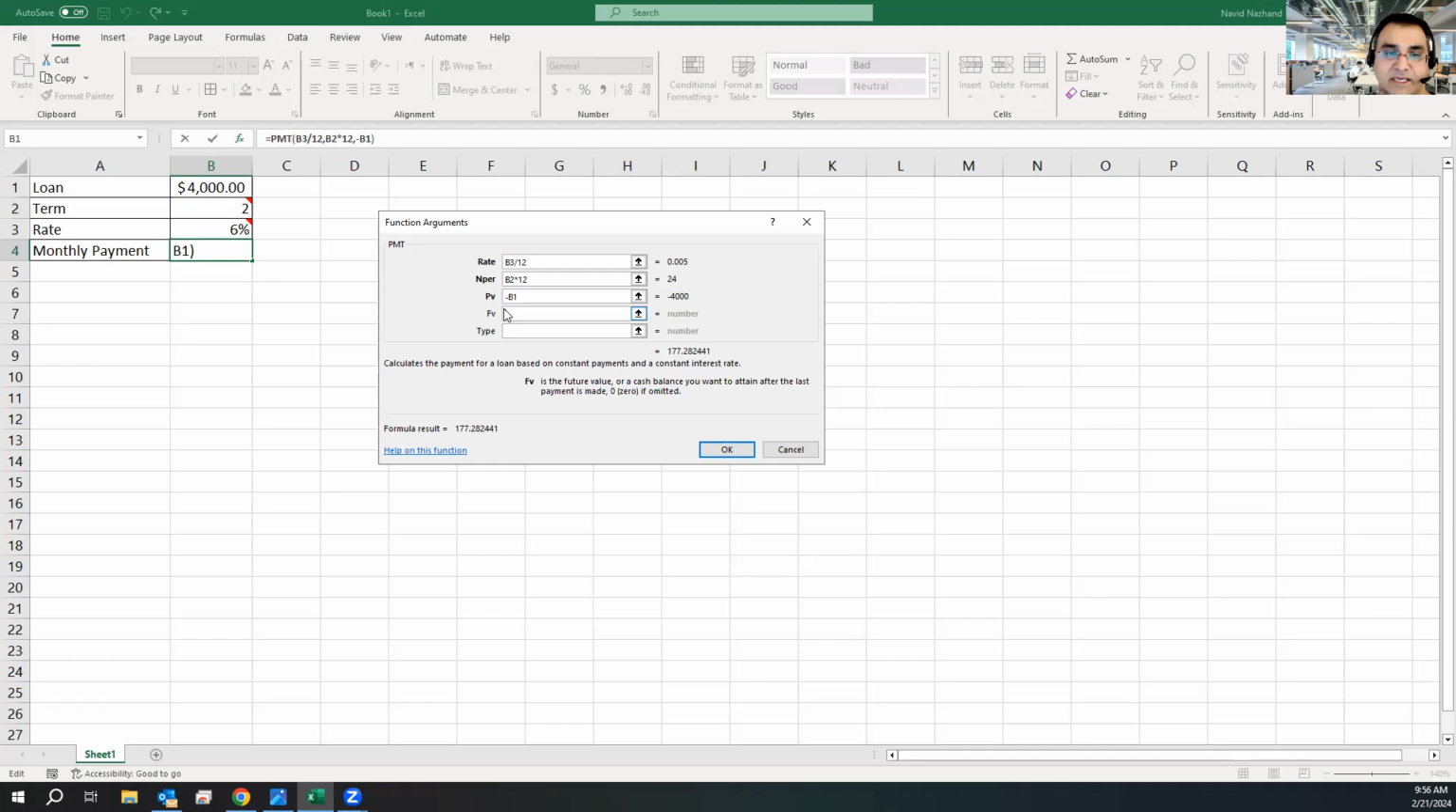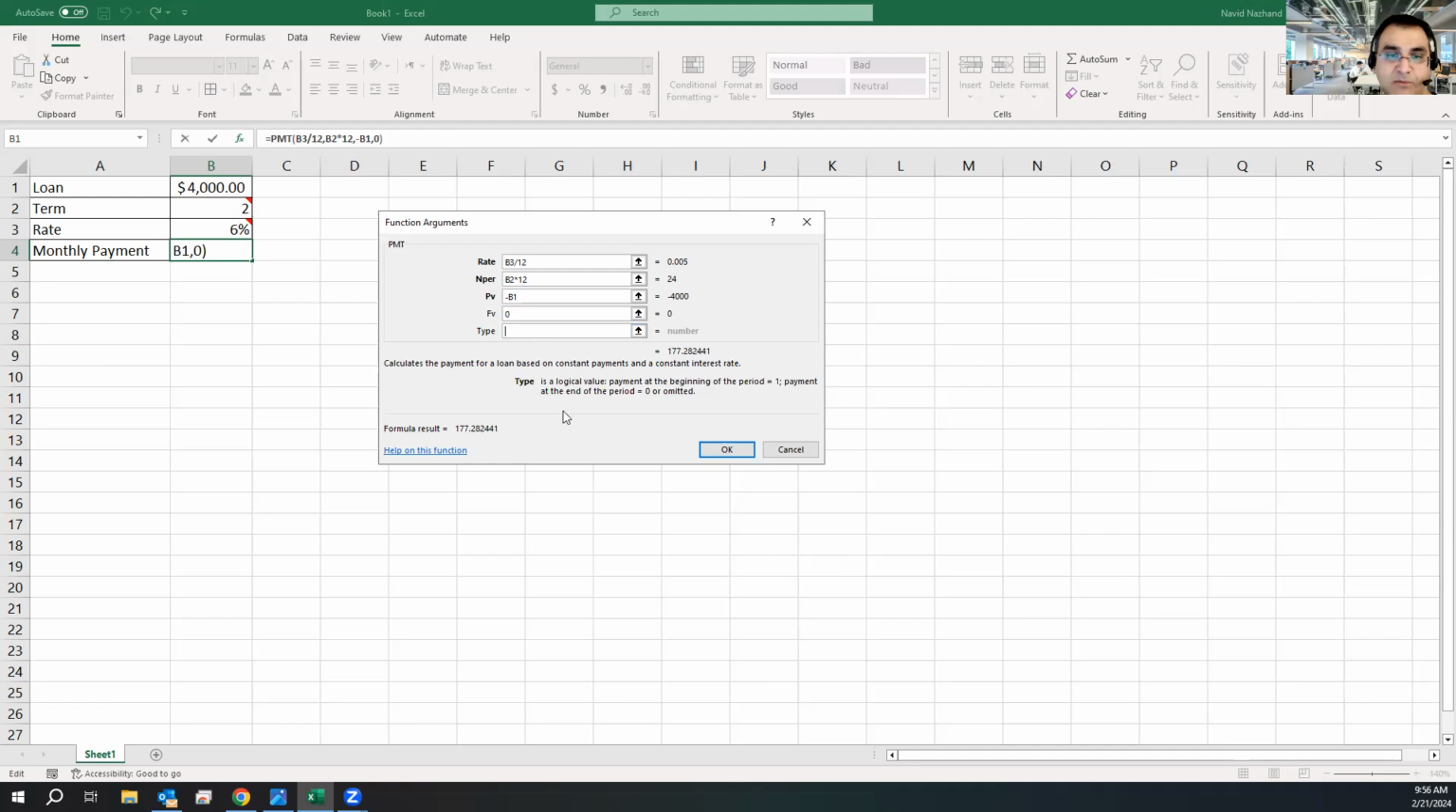Future value, you can see the definition says, is the future value or a cash balance you want to attain after the last payment is made. 0 if omitted. So what do we want to get to? After you get a loan for $4,000 and pay that back in 24 months or 2 years with an interest rate of 6%, how much do you owe the bank, the financial institute, or the person that you borrowed it from? How much do you want to owe them after 2 years? 0. So I'm going to put 0 here.